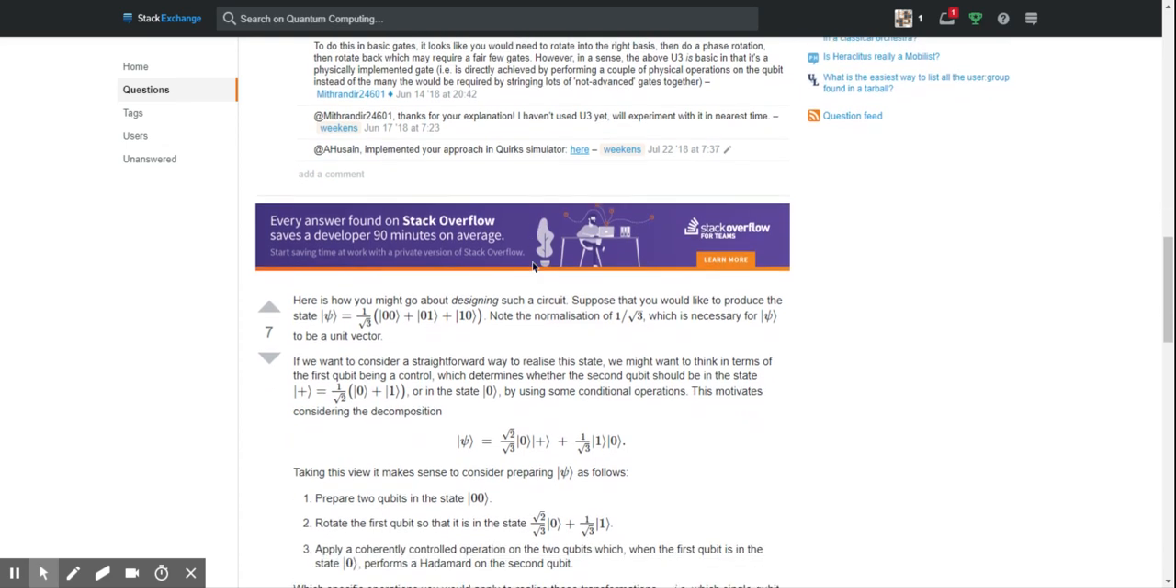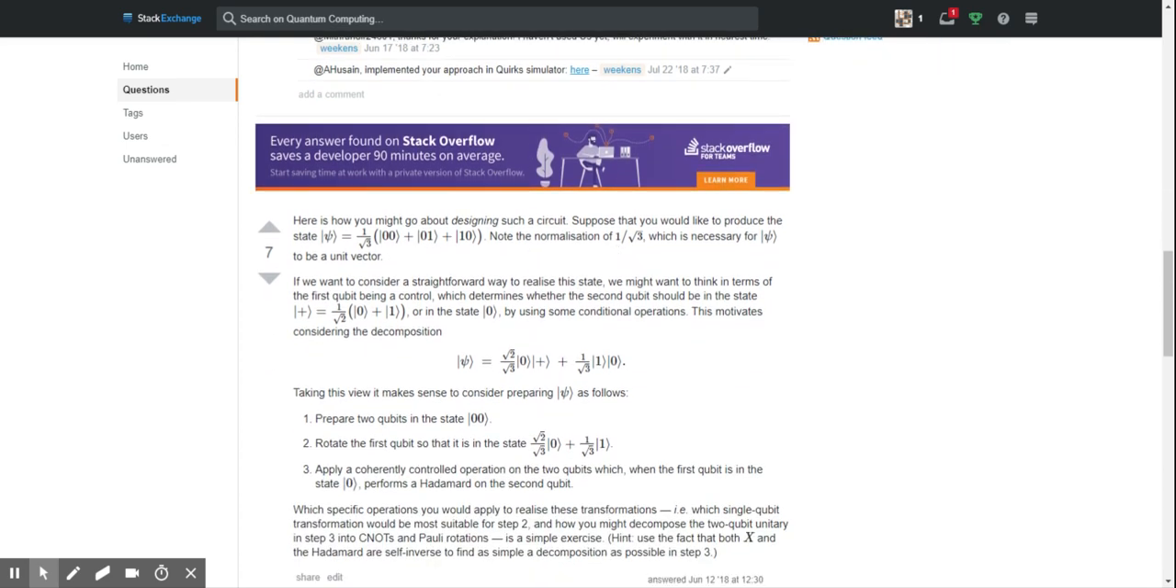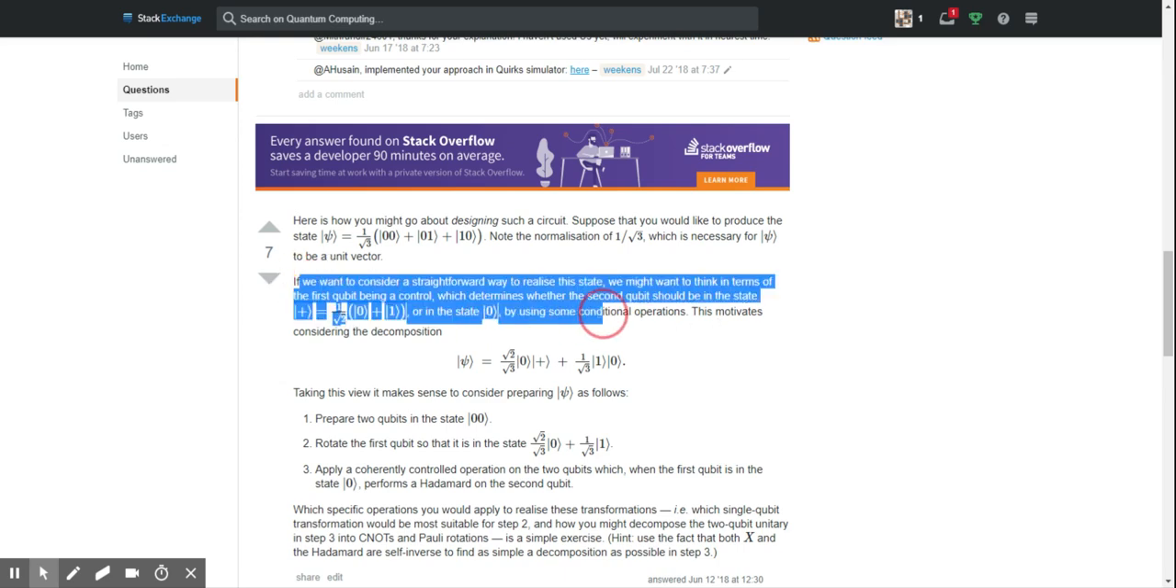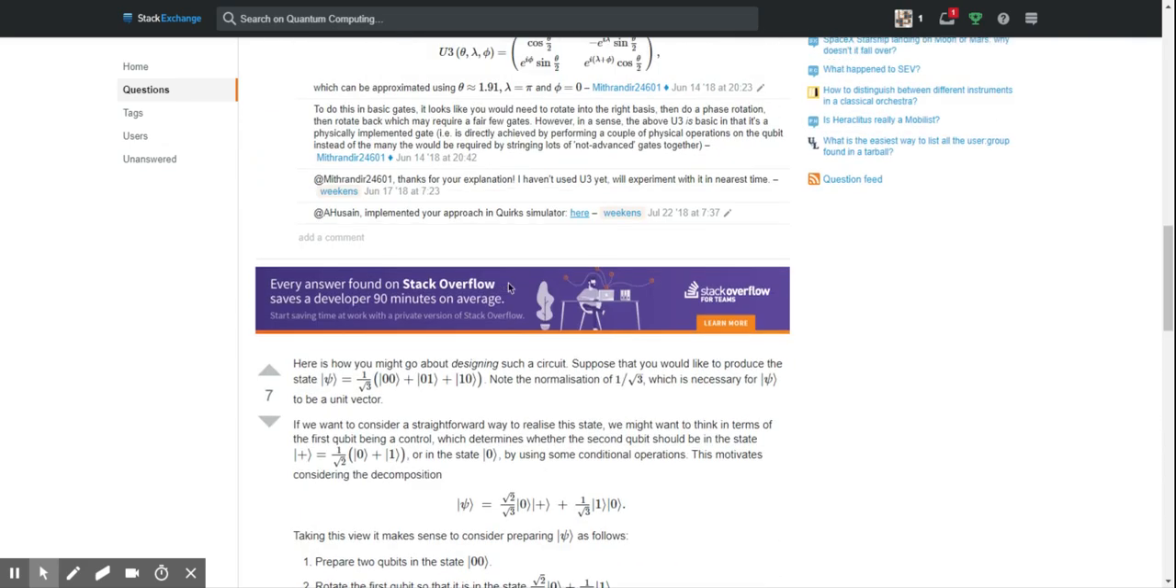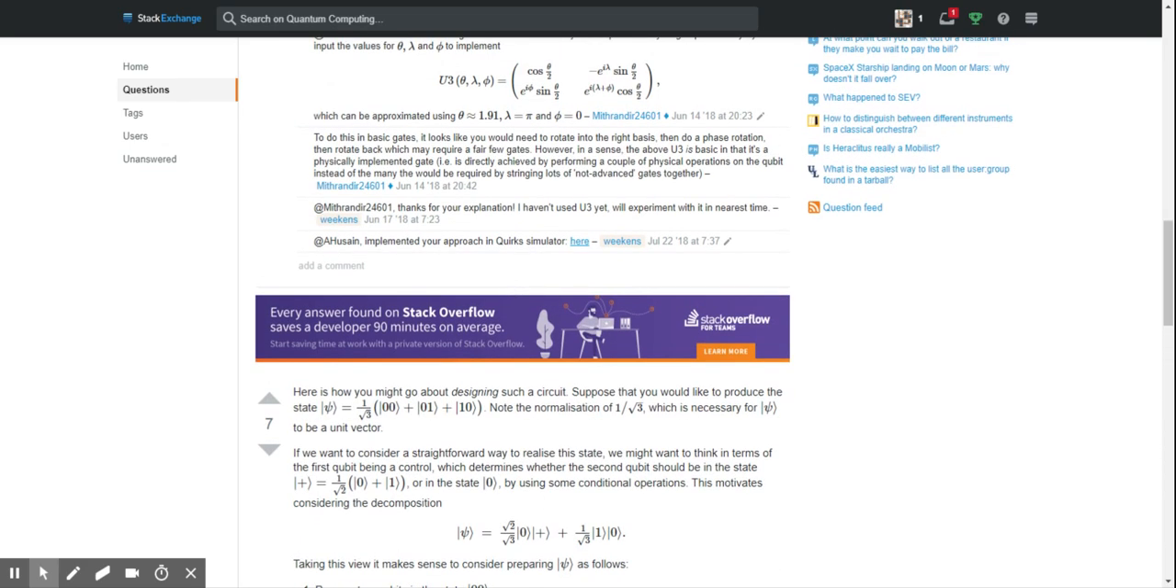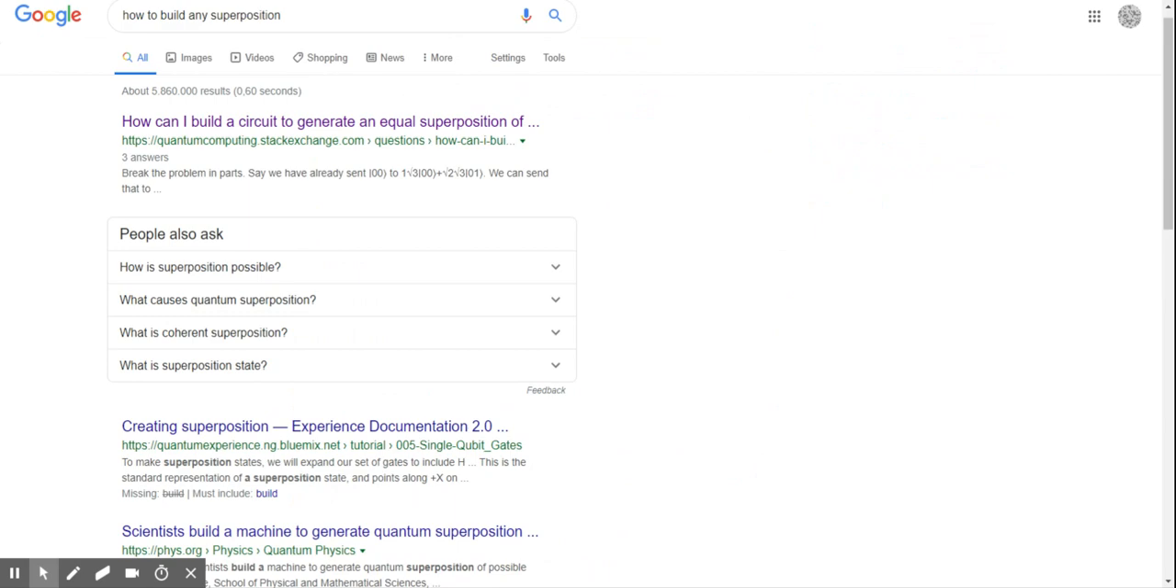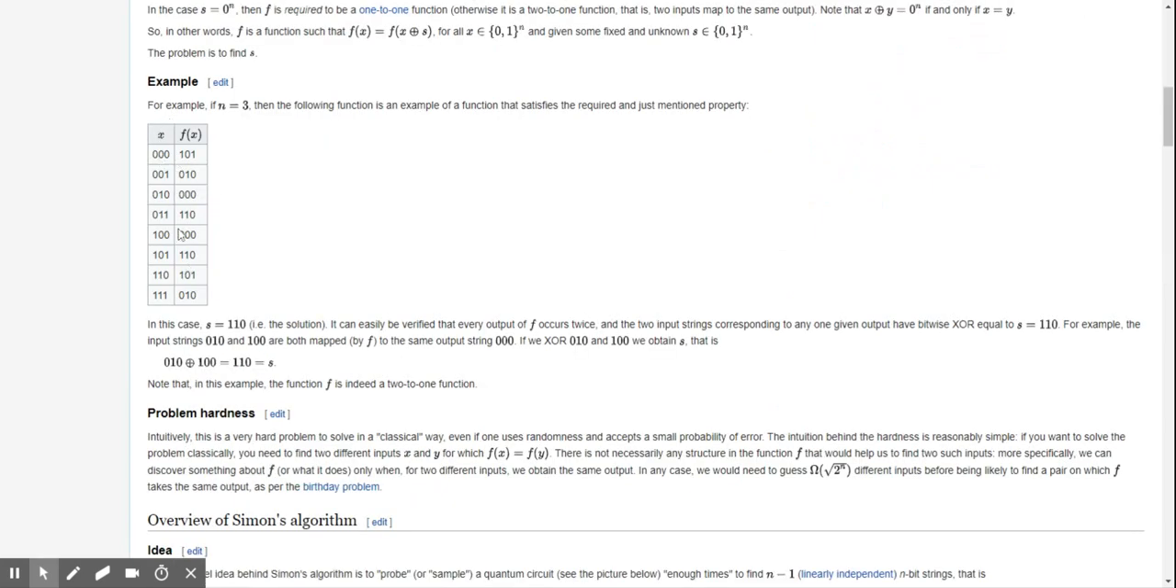Suppose that you would like to produce the state. Please note that normalization is necessary. If we want to consider a straightforward way to realize the state, we might want to think in terms of the first qubit being a control, which determines whether the second qubit should be in the state or not. Exactly. I think that's okay. I'm not going to refine that. Like I said, I was not far away from that. So that's good intuition. So I'll make another video on trying to build that. Let's see if I end up with that superposition of those values.